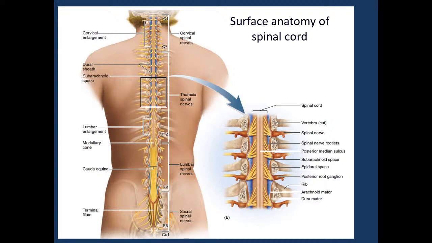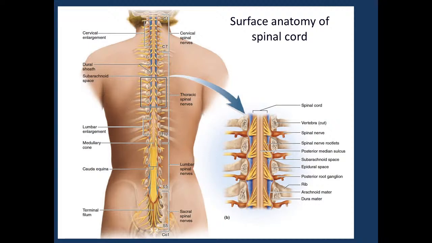What another structure could we find on the surface of the spinal cord? It is a surface anatomy. The spinal cord widens at 2 points along its course. We call these widenings enlargements.